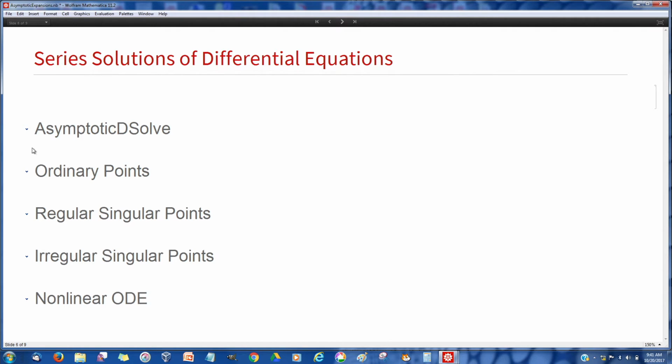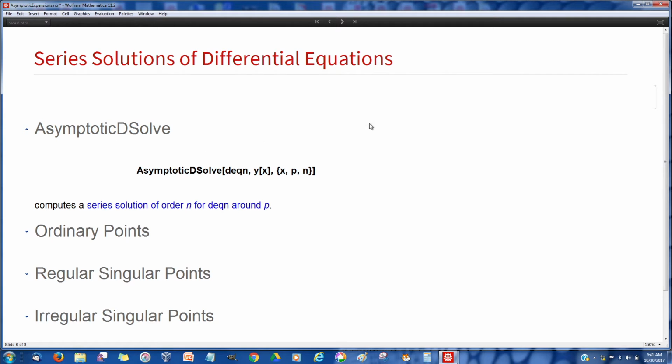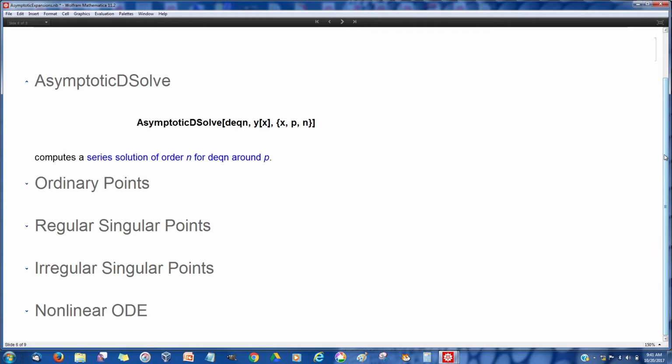So some examples. But first of all, what's the function? Very simple function. You have a differential equation, you have a dependent variable x, and you want to find a series expansion. People have written these for a long time on their own. This is now our own implementation.